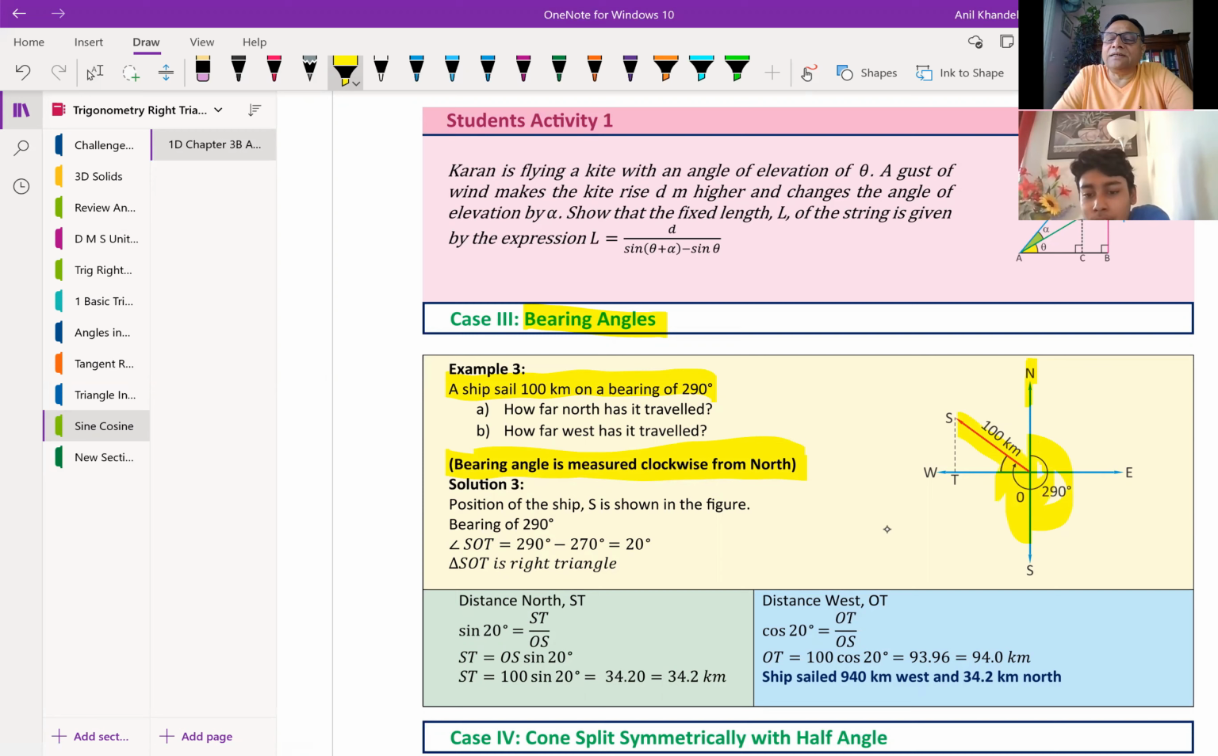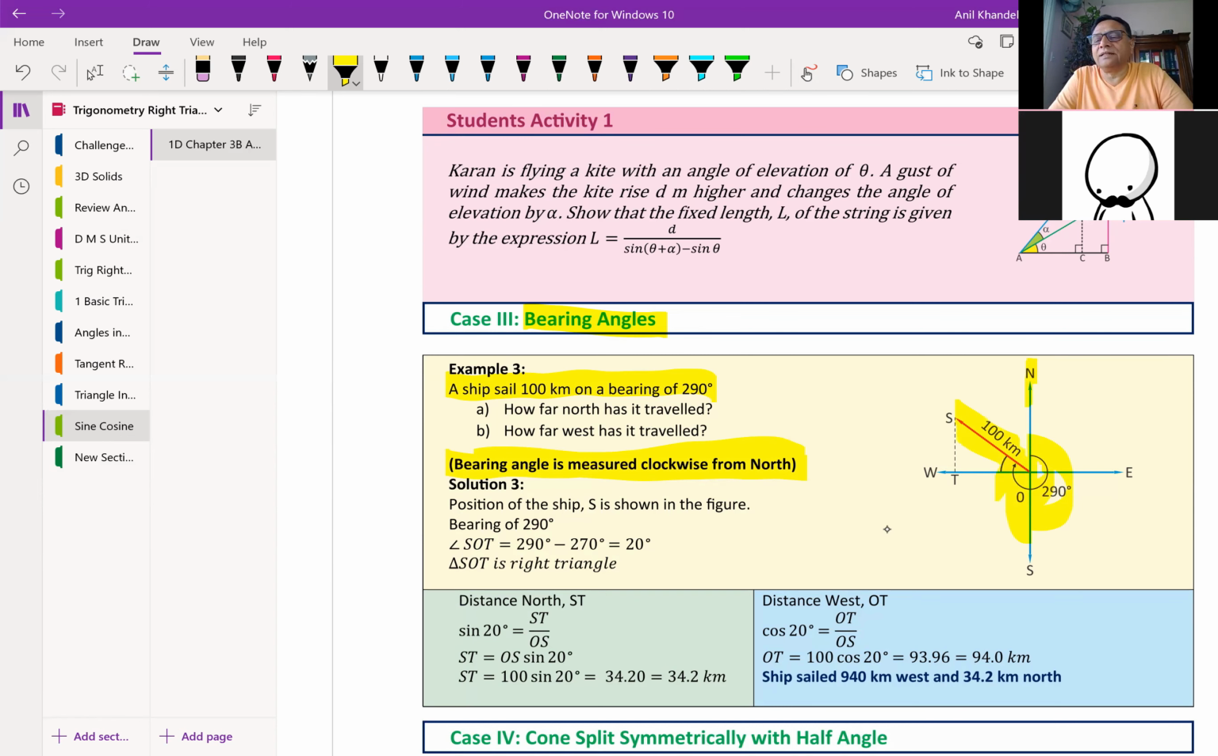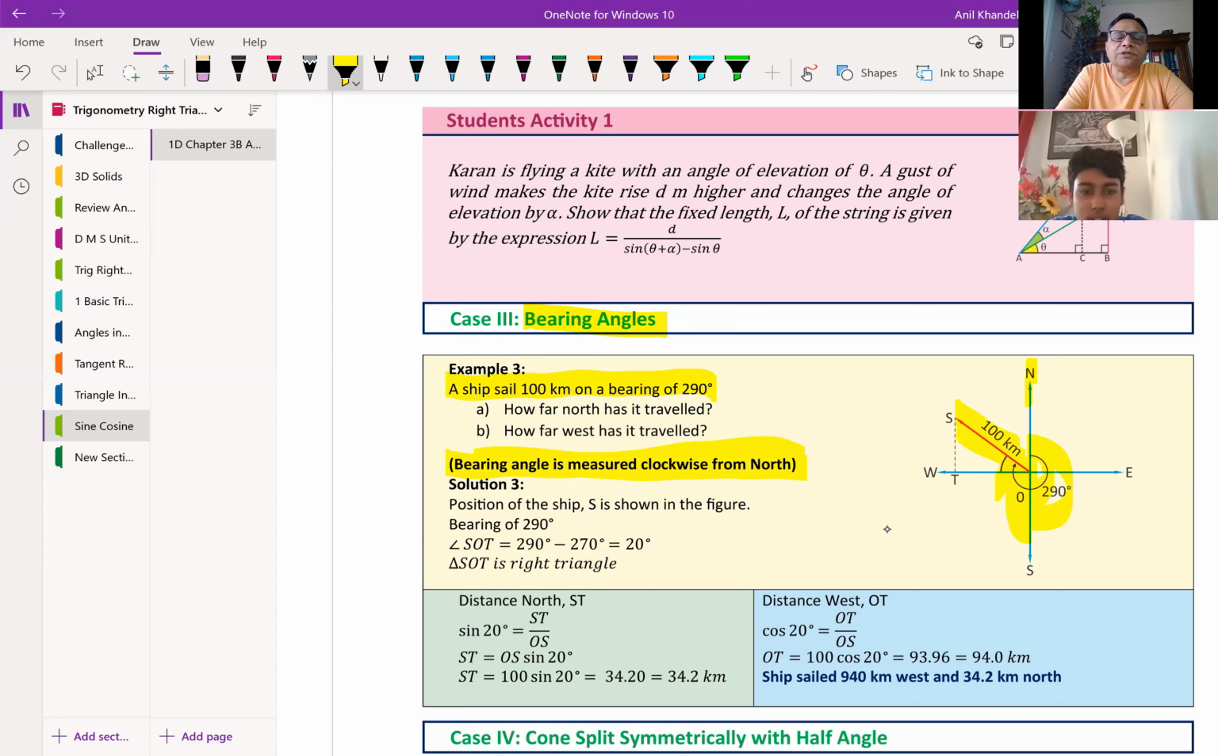And that length, 100 kilometers, is shown there. So that gives you both things. One is the direction, the other is the magnitude, right? We call it vectors. Many students who learn trigonometry also deal with vectors, and this is how they look at the questions, correct? Now, can you answer this question? How far north has it traveled? How far west has it traveled? How do you figure this out?